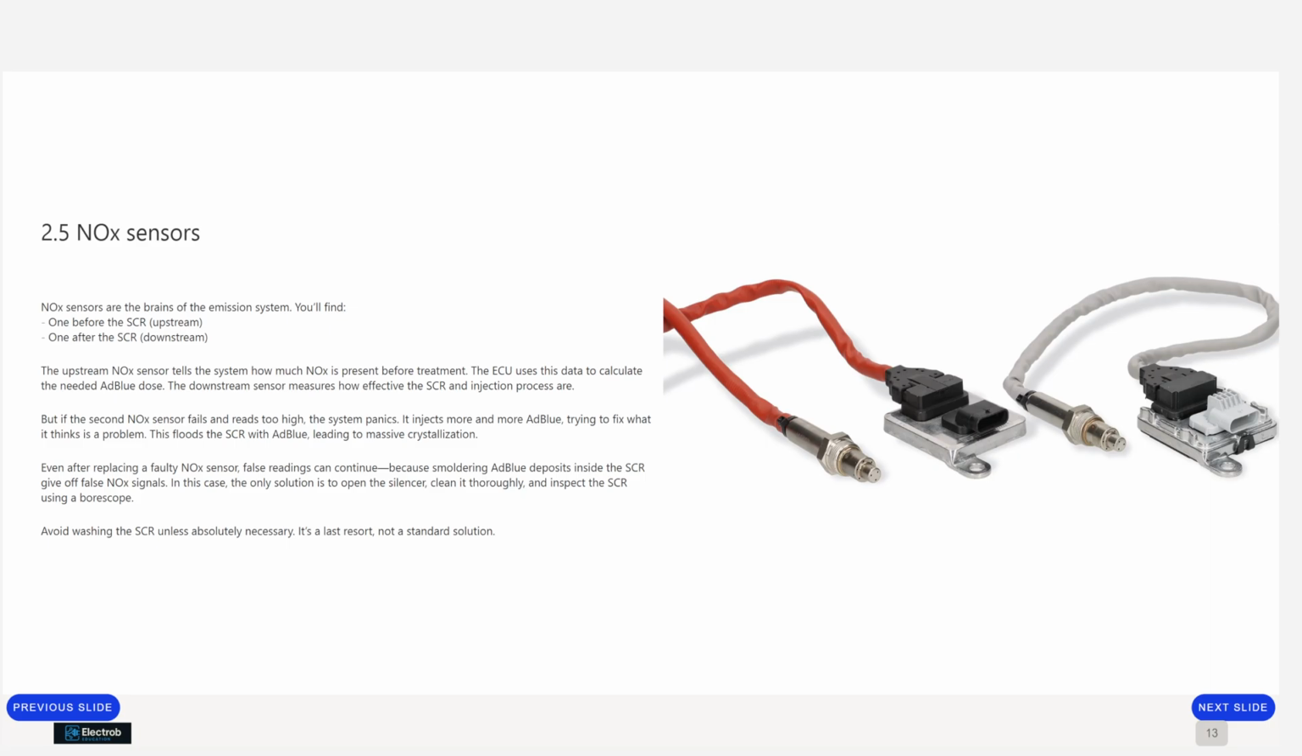But if the second NOx sensor fails and reads too high, the system panics. It injects more and more AdBlue, trying to fix what it thinks is a problem. This floods the SCR with AdBlue, leading to massive crystallization. Even after replacing a faulty NOx sensor, false readings can continue because smoldering AdBlue deposits inside the SCR give off false NOx signals. In this case, the only solution is to open the silencer, clean it thoroughly, and inspect the SCR using a borescope. Avoid washing the SCR unless absolutely necessary. It's a last resort, not a standard solution.